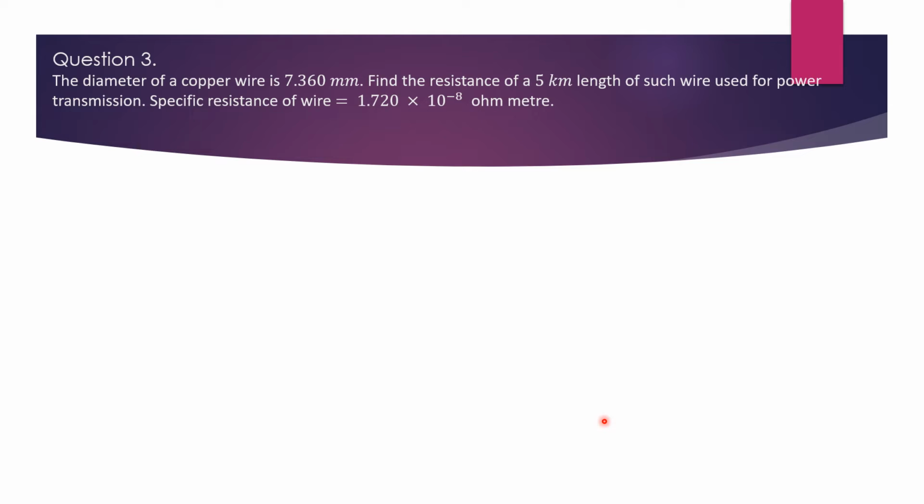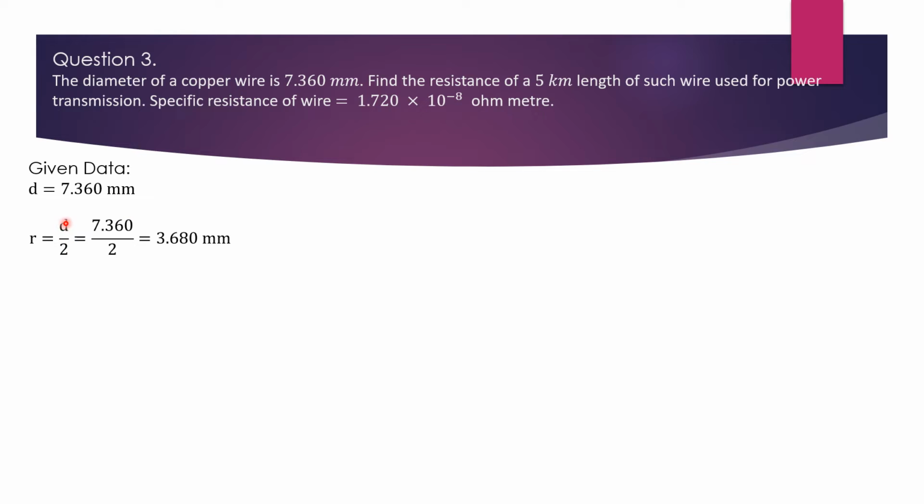Question 3. Diameter of a copper wire is 7.360 mm. Find the resistance of a 5 kilometer length of such wire used for power transmission. Specific resistance of wire is 7.20 into 10 power minus 8 ohm meter. Now the given data: diameter D is equal to 7.360 mm.